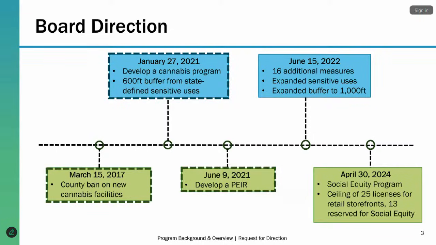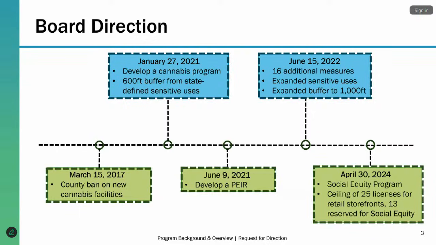On June 9th, 2021, the board directed staff to develop a program environmental impact report, or PEIR, to analyze the environmental effects of the SECP. On June 15th, 2022, in response to community concerns, the board directed staff to analyze and incorporate 16 new measures into the draft SECP that go beyond the minimum state requirements. These include analyzing a project alternative in the PEIR, which required a 1,000-foot buffer from an expanded list of sensitive uses, such as parks, public trails, and residential care facilities, among others.